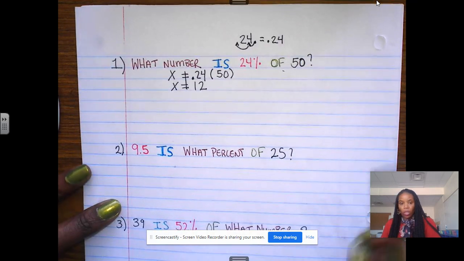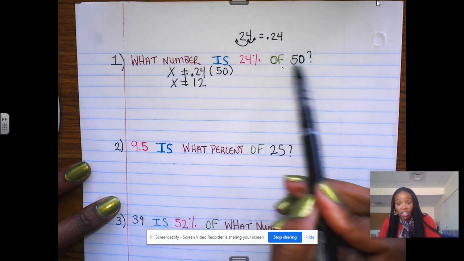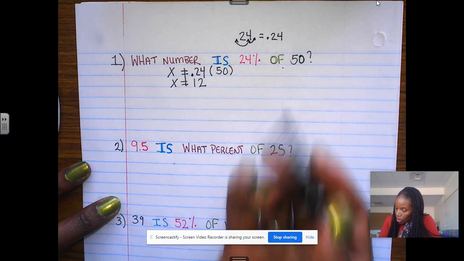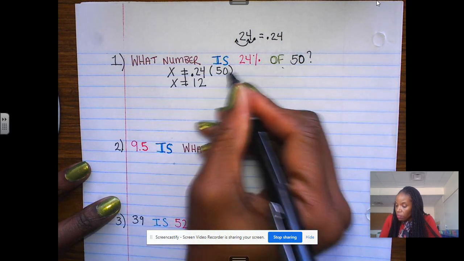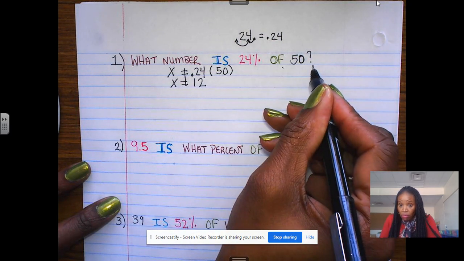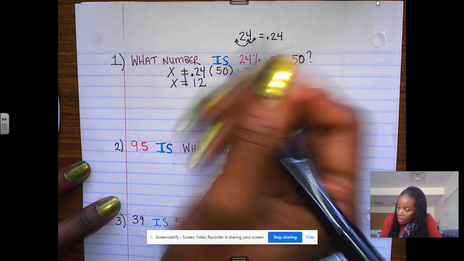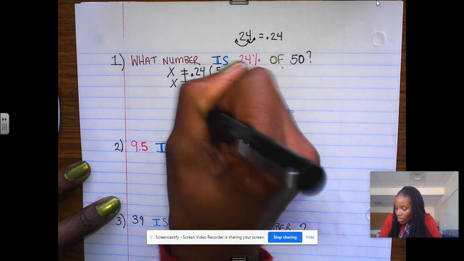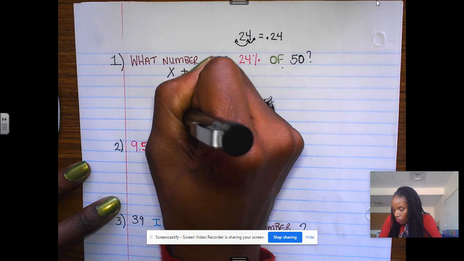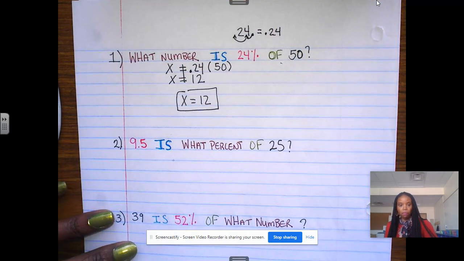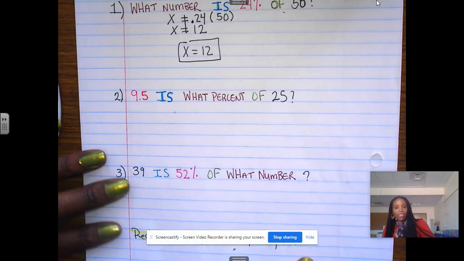So what number is 24% of 50? 12. So that means when I multiply 24% by 50, I'm going to end up with 12. So X equals 12. That's all you're doing. Okay. Now, you go back to number 2.